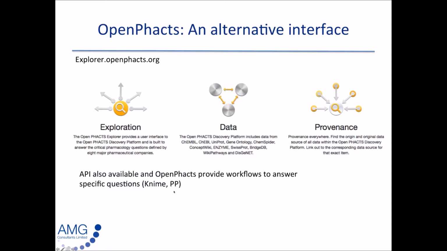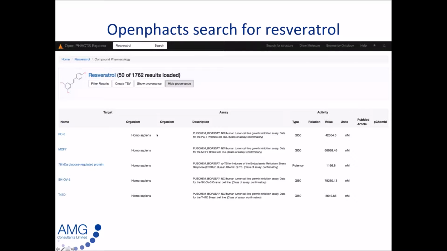So these are KNIME and Pipeline Pilot protocols, but I have to say that this is not a terribly easy system to set up. So if you're a new user, I suggest you use the Explorer, which you can find at this address here. And this is the type of results you get. So we're down to the 1,700 records, versus 1,400 from ChEMBL and 3,000 from PubChem. But it's a nice clean interface, and it's just a different way of looking at the data.